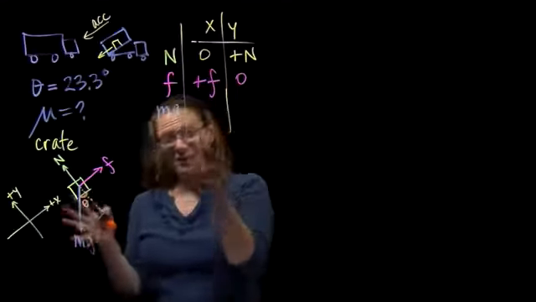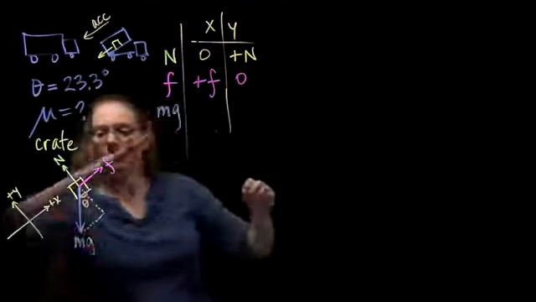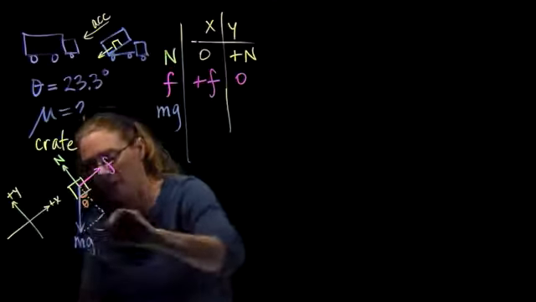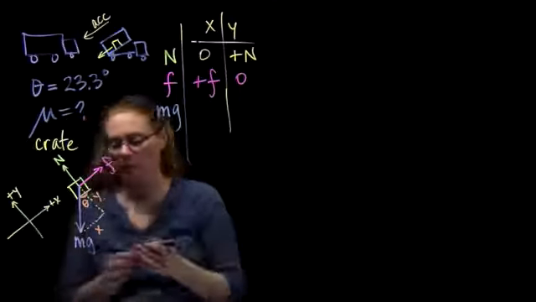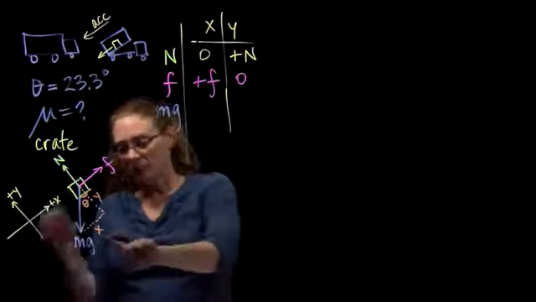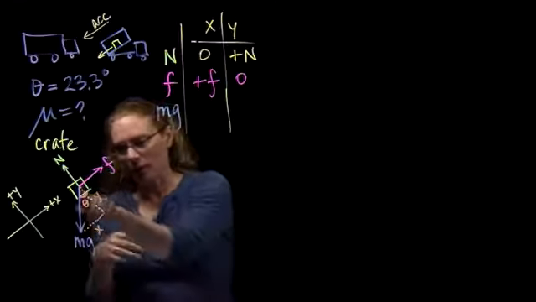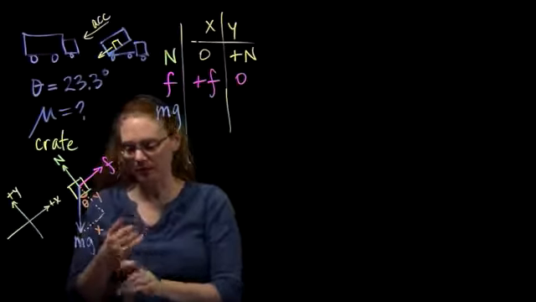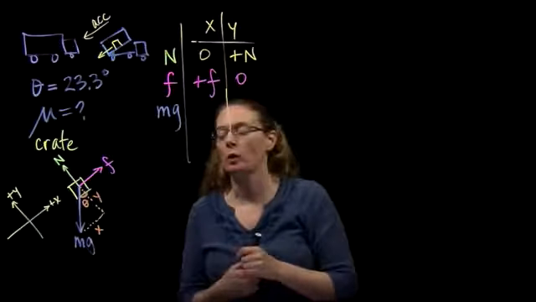Okay, which one is the x component? So x is in this direction, so I want this piece. This is my x component, this is my y component. Is the x component going to be sine or cosine? Well, it's opposite the angle. So opposite the angle, that tells me it's the sine component.